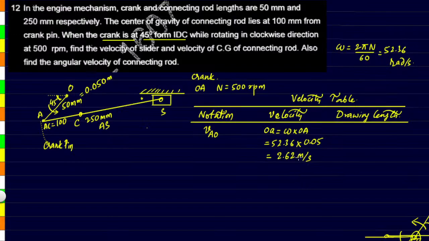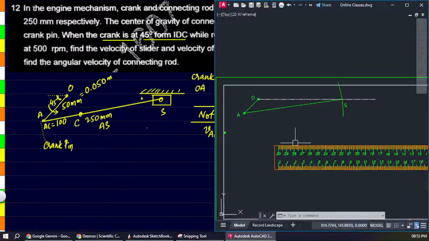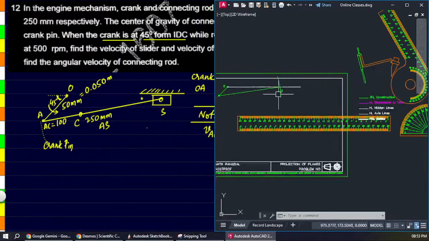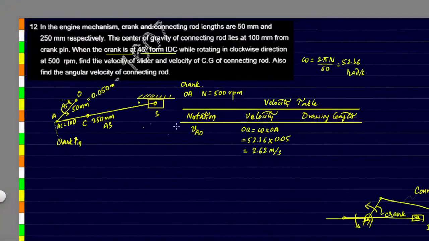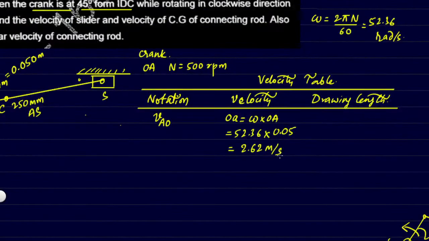So this velocity we will have to actually draw on our paper. Once again you can see that the paper size that we have is A4 size. It has limited amount of space, so we have to ensure that whatever velocities we are drawing will fit on this paper. So 2.62 meter per second is the velocity that we got, and 2.6 centimeters we can easily draw.